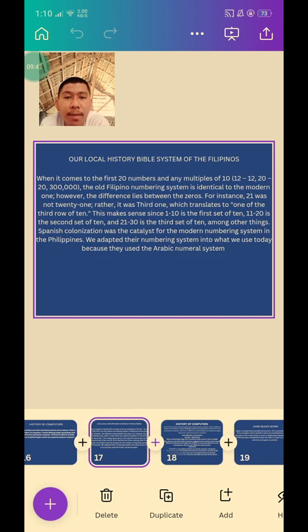Our local history of the numbering system of Filipinos. When it comes to the first 20 numbers and multiples of 10, the Filipino numbering system is identical to the modern one. However, the difference is in the numbers after the multiples, for instance 21 is not said as 21, rather it is said as one over the second row of 10. Yan daw po ang history ng local numbering system natin, mga Pilipino.